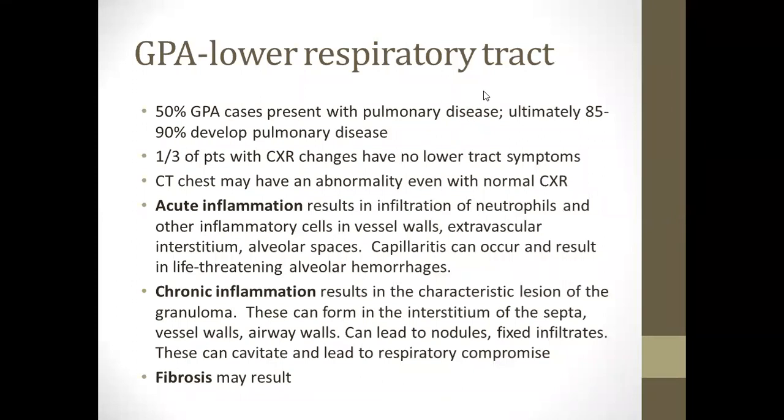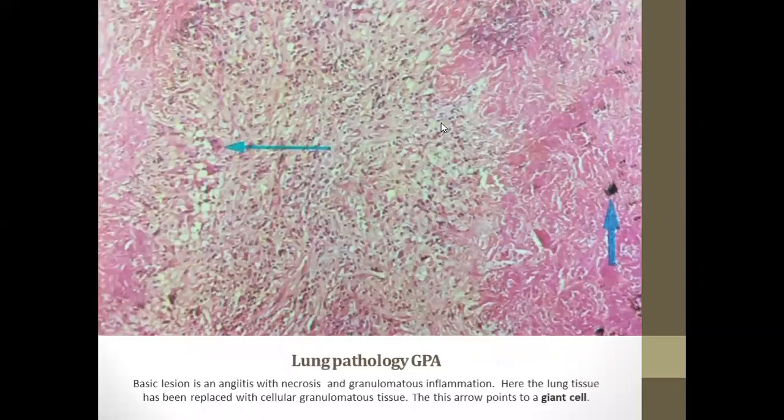Acute inflammation results in infiltration of the neutrophils, inflammatory cells in the vessel walls, alveolar spaces. Capillaritis can occur. I know that you guys are seeing that on the inpatient side in the units with alveolar hemorrhage. Chronic inflammation, you can get quite a destructive process. It can even lead to fibrosis. You can commonly see nodules associated with it.